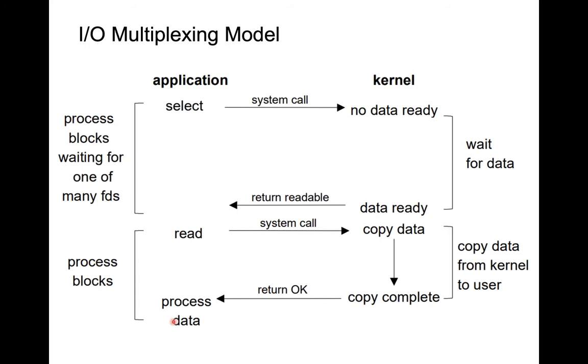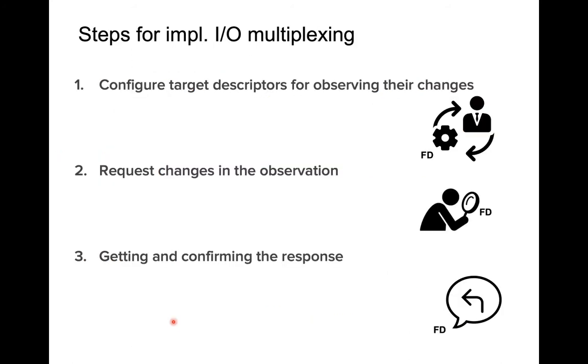So these three are very important. And besides these three, there are also some signal driven IO model or asynchronous IO model, but those are not that important. So what are the steps which can be implemented for the IO multiplexing?